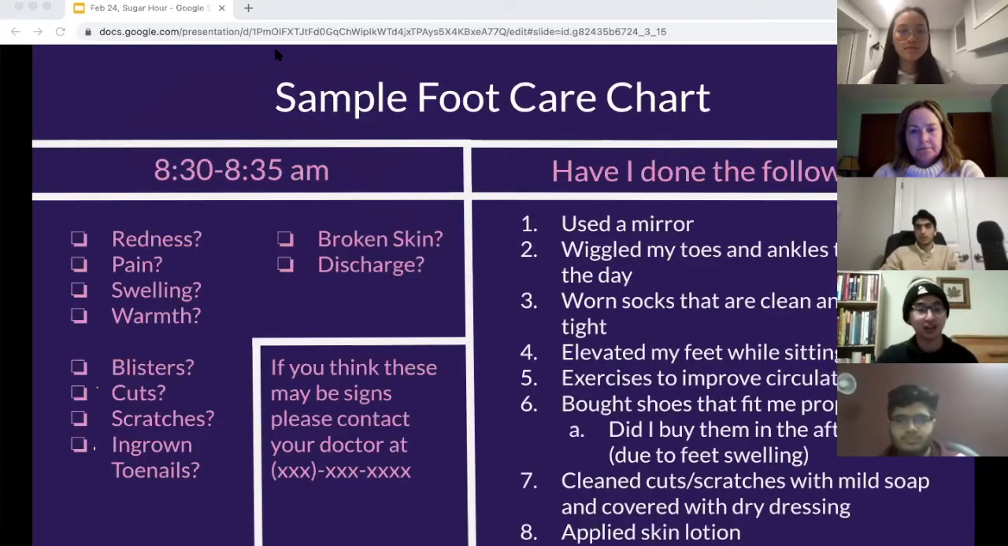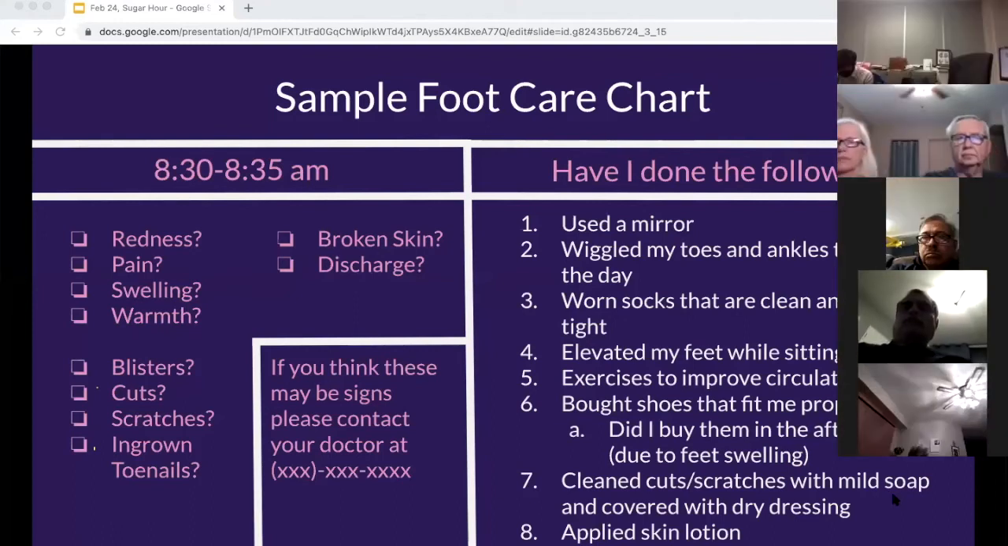So yeah, on the next slide here, you can see that I created this sample foot chart. Obviously, you don't have to do it exactly like this, but this is just an indication of some things that you might want to add and consider when you're doing your foot check. For example, I have a time up there, to make sure I'm doing it every day when I wake up. Things to look for, for example, redness, swelling, so I can check off the boxes. And it also provides me some reminders and guidance for the rest of the day.